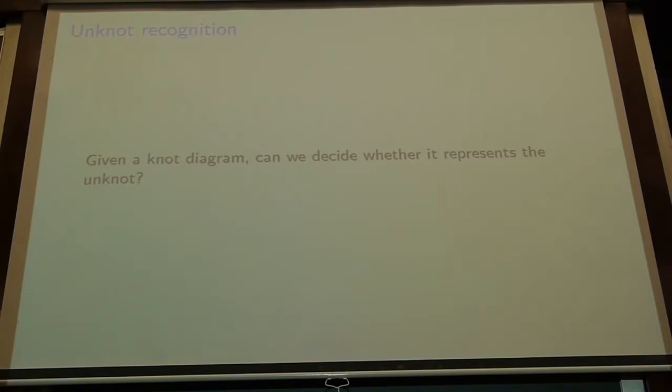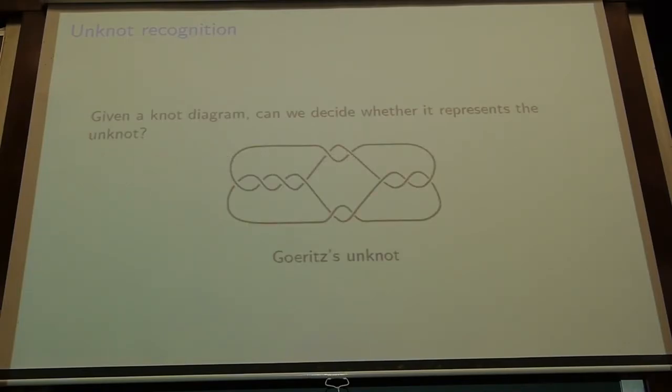So, the first thing you notice when you're studying this problem is that there's probably no easy answer to it. For example, there's this diagram of the unknot due to Goeritz, which was discovered in the 1930s. It has the property that it is an unknot, and hence there's a sequence of Reidemeister moves which takes it to the round diagram with no crossings. But for any such sequence of moves, you have to increase the crossing number. So you have to make it more complicated first before you can simplify it.